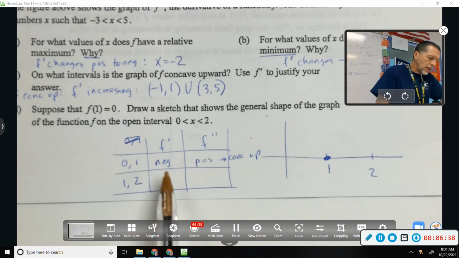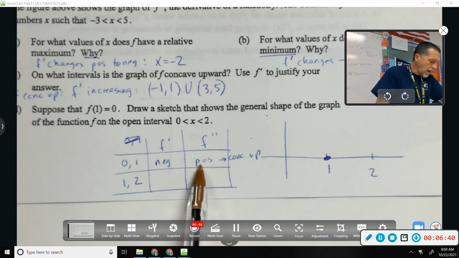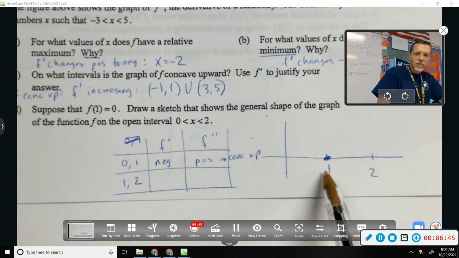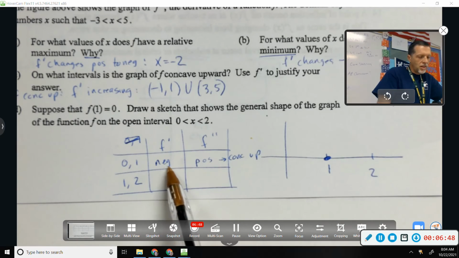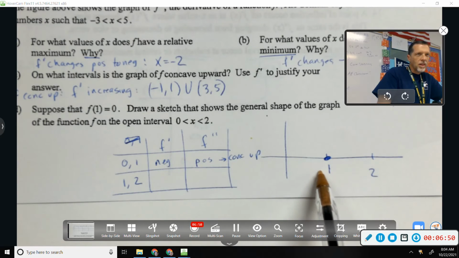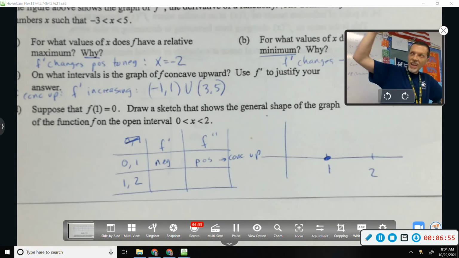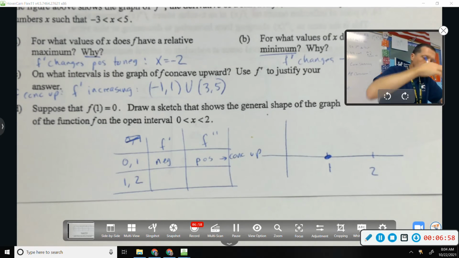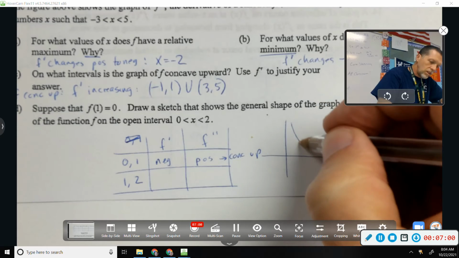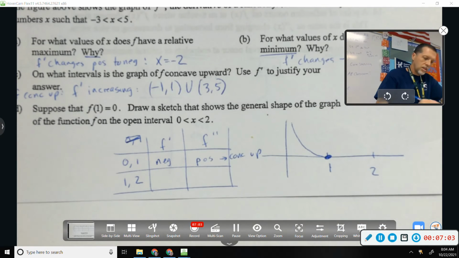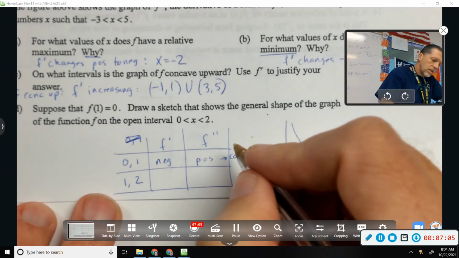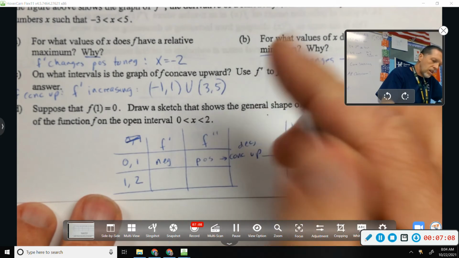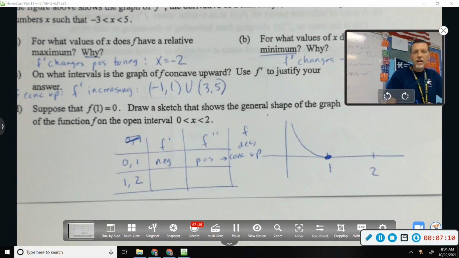So I need to be decreasing, because f prime is negative, but concave up. So decreasing, but concave up. I guess I could add a row there about f. F is decreasing, but concave up.